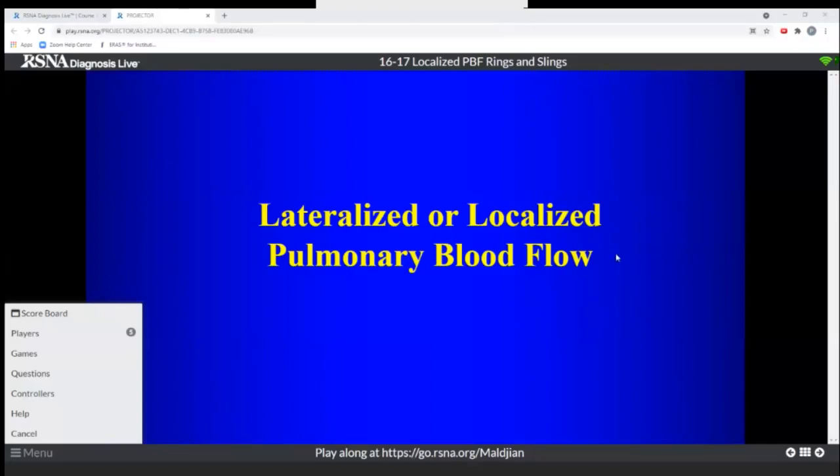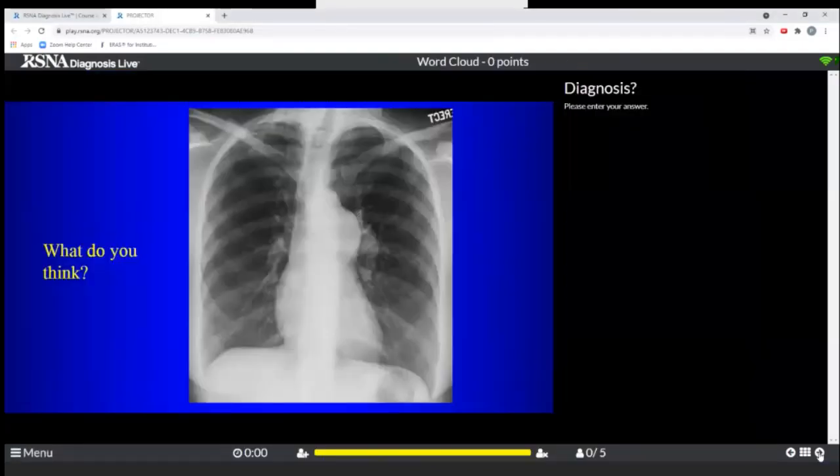Okay, so we'll get started now. Today we'll start with lateralized or localized blood flow abnormalities. We'll start with this case. When you look at the chest radiograph, what might you suggest as the diagnosis here?